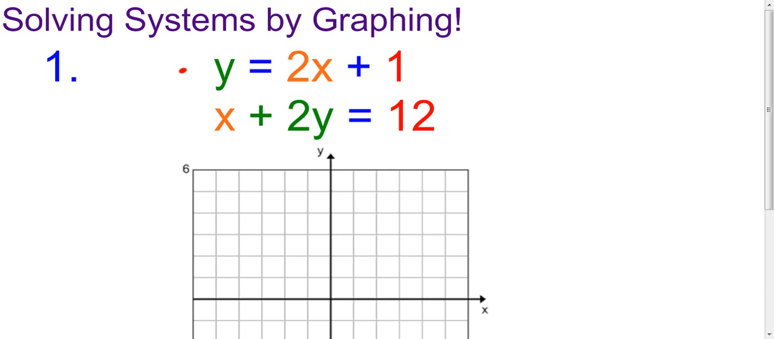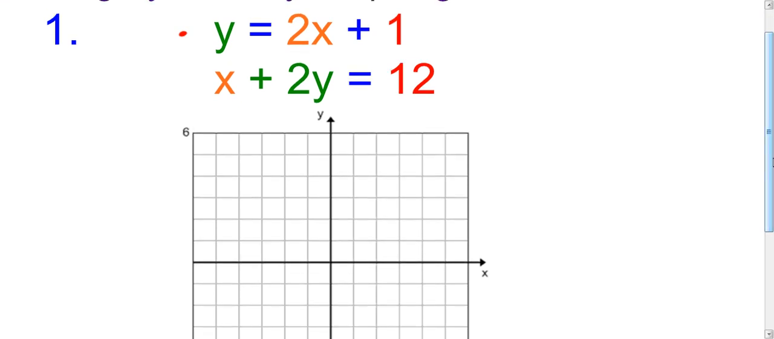And so what I can see about that equation is that the y-intercept, which I can see right here, is 1. So I will cross the y-axis at 1. And the slope, which is right here, is 2. It's positive, which means I'm going to go up 2 and right 1. And I can go ahead and graph this.